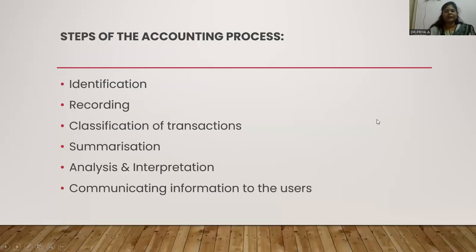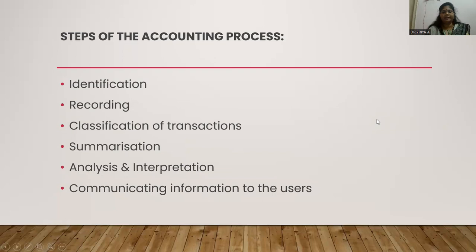So next one is the steps of the accounting process. First, we have to identify the business transactions and analyze them. Then we have to record them in the journal, ledger, and other subsidiary books. Then the third step is we have to classify the transactions, which means segregation of transactions on the basis of nature so that it will be helpful to post them into the ledger.